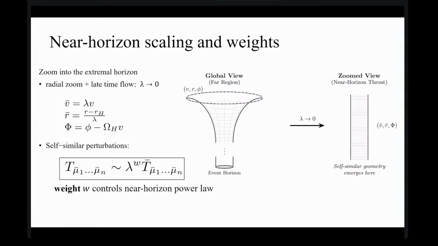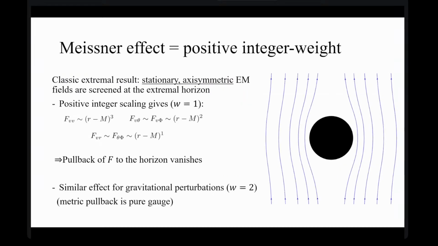Now, a generic tensor T will be self-similar under this coordinate transformation if it gains this lambda to the w weight, and here w is just the scaling weight. So we will be analyzing perturbations using this scaling symmetry. Now, first of all, the black hole Meissner effect. This has nothing to do with the superconductor Meissner effect.